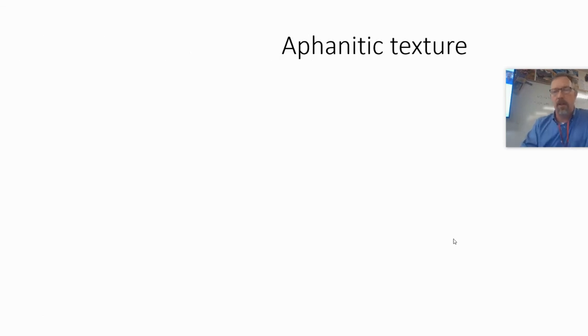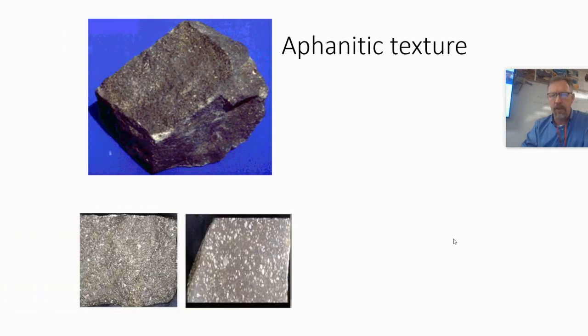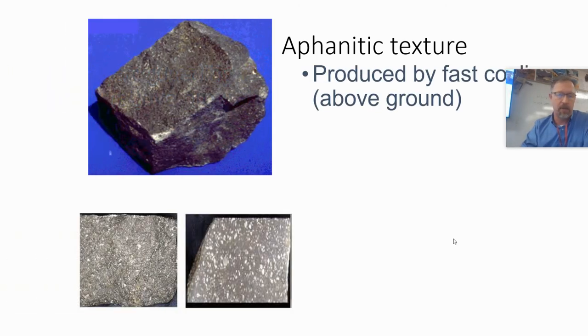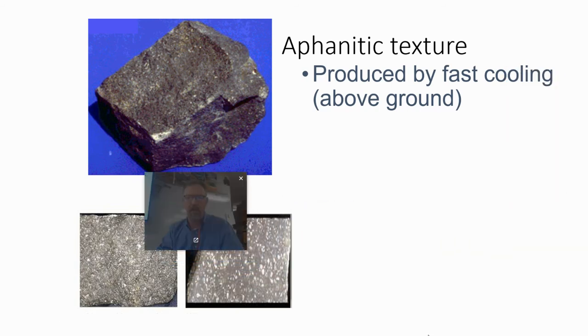The next type of texture we call aphanitic. Aphanitic basically means fine or tiny. So in the case here, we've got a picture of basalt, and we've got a picture of, looks to me like probably rhyolite, I'm guessing. Aphanitic is fast cooling. So to get aphanitic texture rocks, we're going to have fast cooling of the magma, not at depth, excuse me, near the surface.